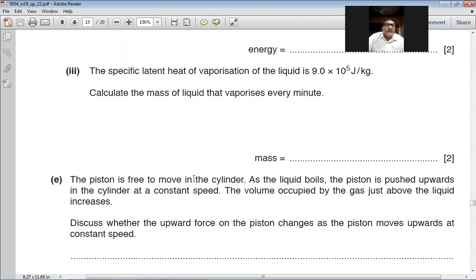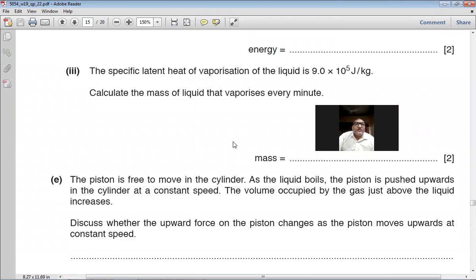The next part is, he says, the specific latent heat of vaporization of the liquid is 9 exponent 5 joules per kg. Calculate the mass of the liquid that vaporizes every minute.